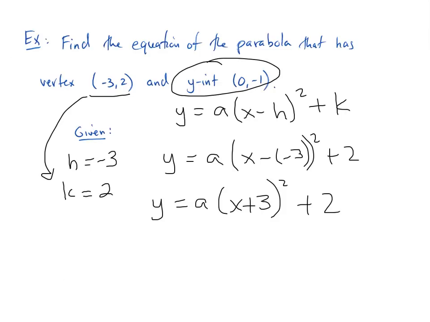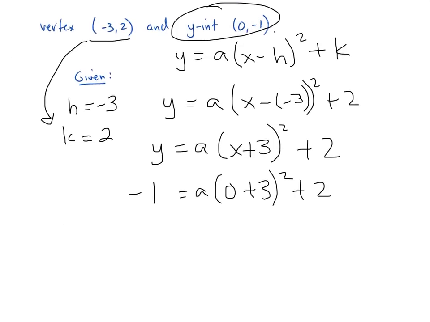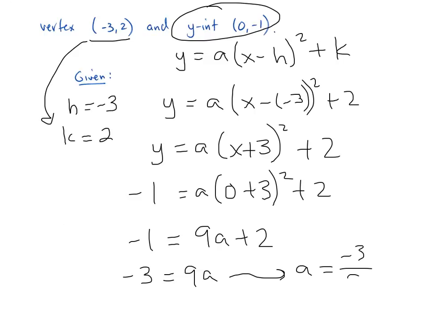So the y-intercept means that when x is 0, y is -1. So when x is 0, we can replace x with 0, and y is -1. And we can take that equation and solve for a. Let's do that. So we get -1 equals 3 squared times a, so 9a, plus 2. Subtract 2 from both sides. -3 equals 9a, which means that a is -3 divided by 9, or -1/3.